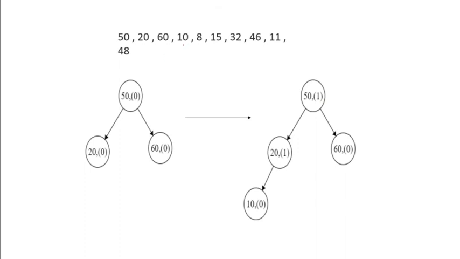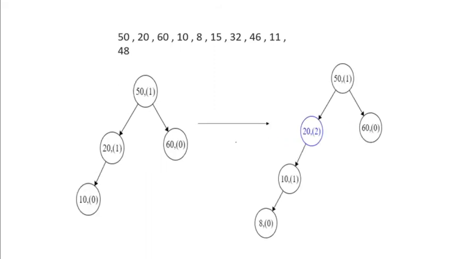Next, I want to insert 10. So when I insert 10 here, you can see the balance factor here is 0, this is 1, and this is also 1 because it has one node here. Okay, so no problem of rotations coming here.